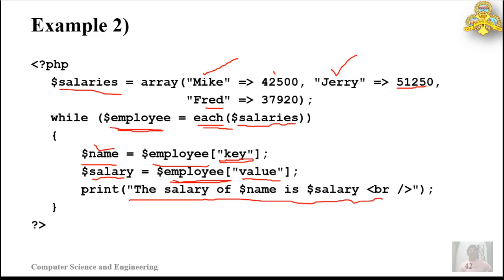Next is the print statement. Here is a string, the salary of $name. In this place the name is displayed. So for example, it will be Mike for the first element, and in this place the salary, 42,500, will be displayed. The loop continues until it reaches the end of the array. After the end of the array is reached, the each function will return false. So when employee contains a false value, loop execution terminates.